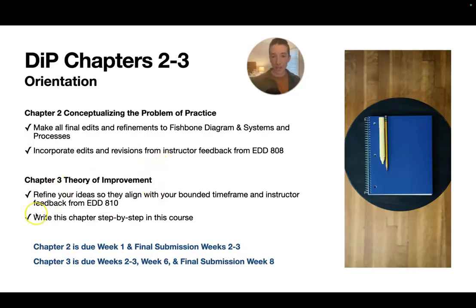We're also going to get into Chapter 3, Theory of Improvement. Here you're primarily refining your ideas so that they align with your bounded time frame and your instructor feedback from EDD 810. You have already been through all of the steps of developing a theory of improvement. You did that in EDD 810 with your paper, I think it was called your Comprehensive Improvement Plan. So you went through all of those steps already.